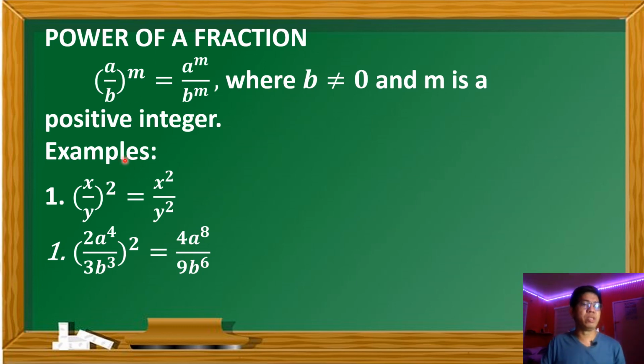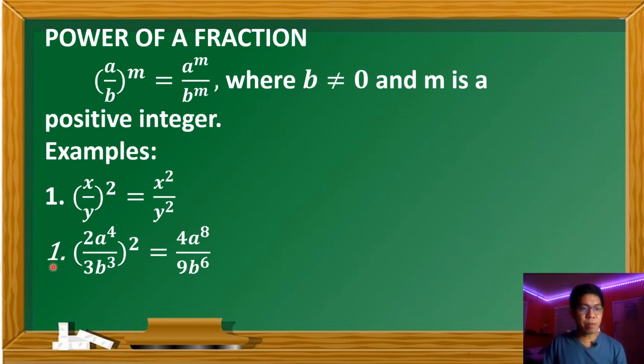Let us have an examples. Number 1. The square of the quantity x divided by y is equal to x squared over y squared. Okay. Same procedure yung ginawa doon.